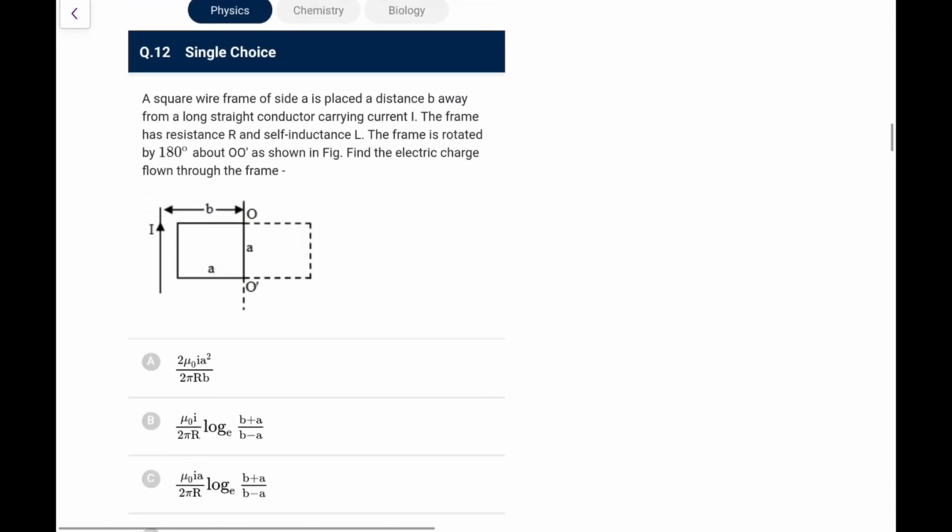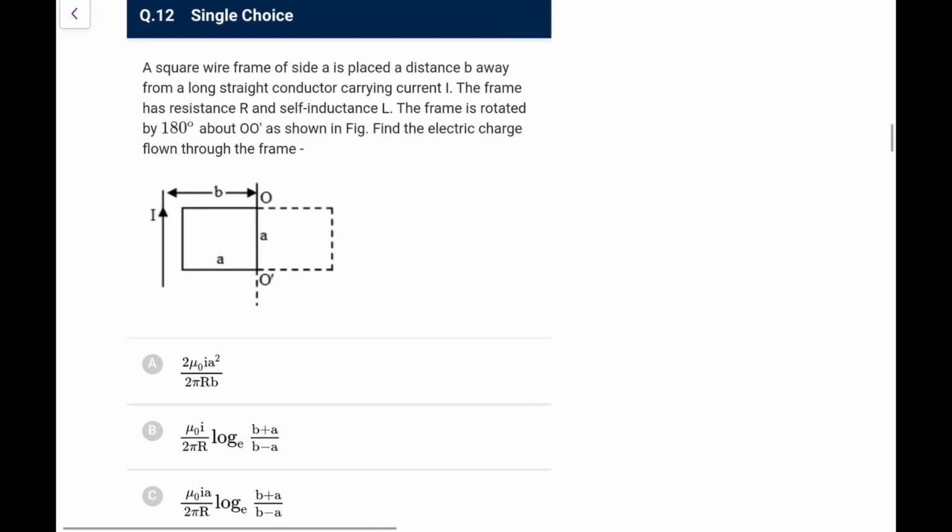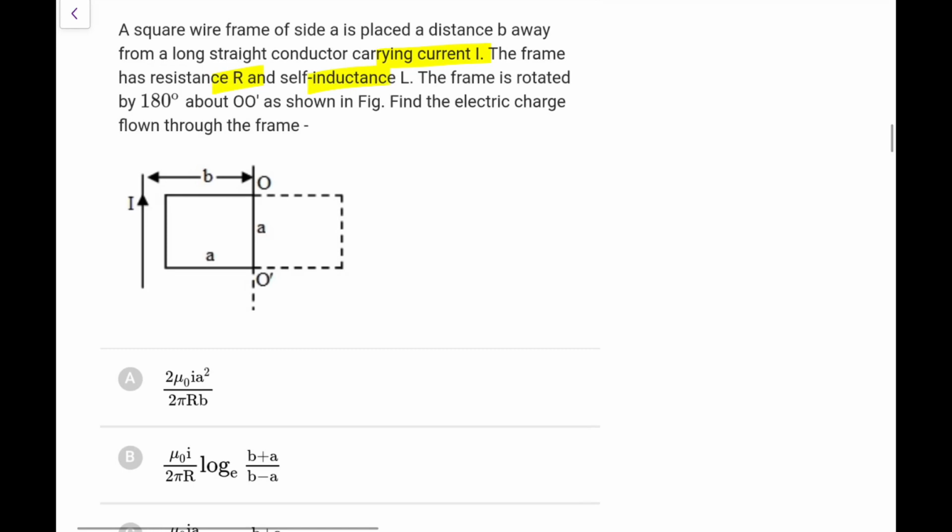Next one. A square wire frame of side A is placed at a distance B away from a long straight current carrying conductor I. The frame has a resistance R, self-inductance L. The frame is rotated by 180 degrees about O dash as shown in the figure. Find the electric charge flown through the frame. So the electric charge you can directly say would be delta phi by R. That is what we can directly say. Now what is delta phi? So initially this was the flux, finally this is the flux.